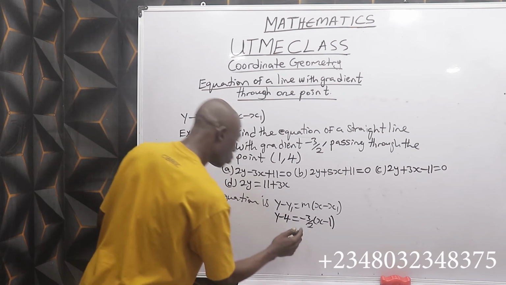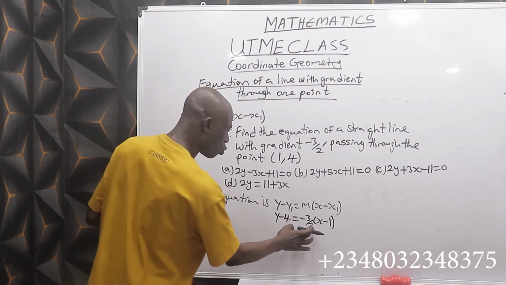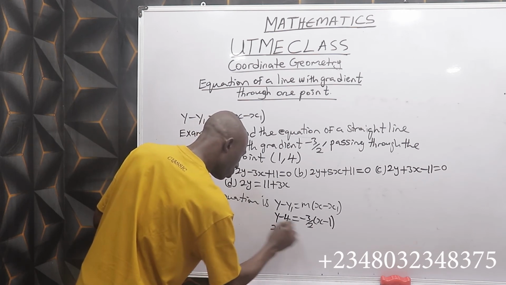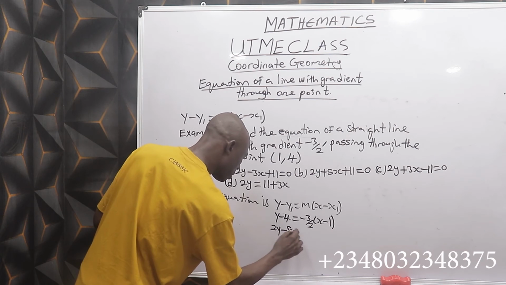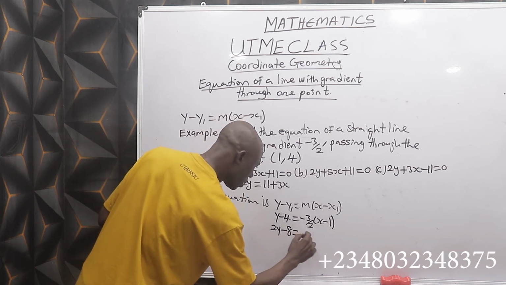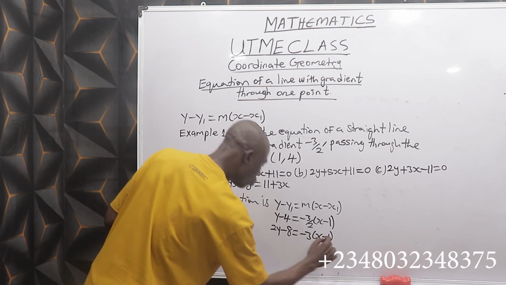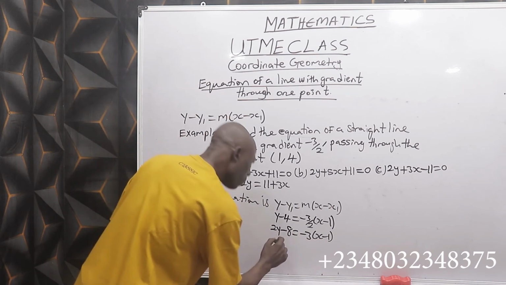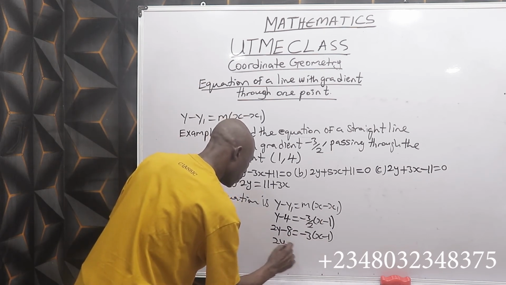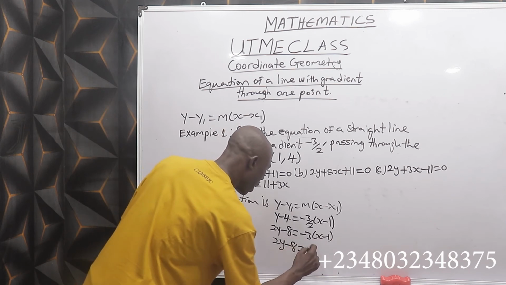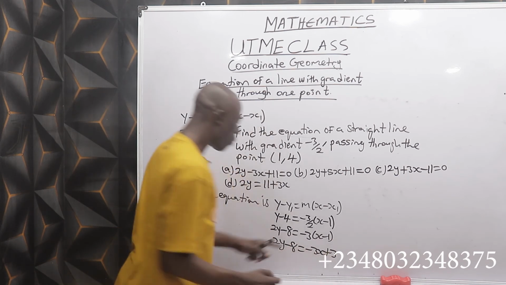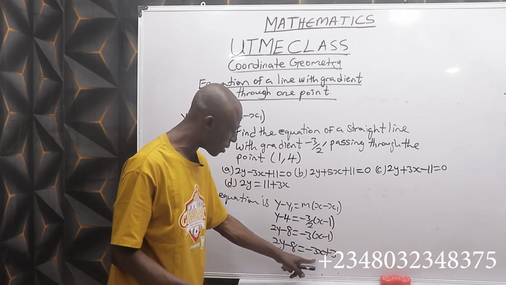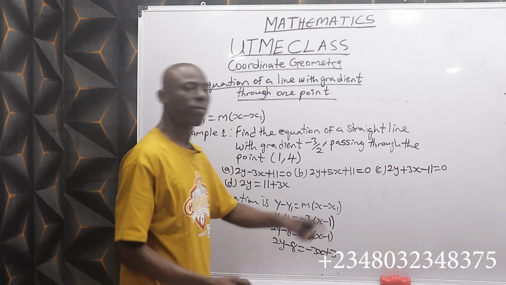So, in this, we clear the fraction using the 2 to multiply each term. 2 times y gives 2y. 2 times negative 4 gives negative 8. 2 times this gives just this, which we open. 2 multiply this, 2 will cut 2, we have this. So, 2y minus 8 equals minus 3x plus 3. We use negative 3 to open this bracket. So we have negative 3 times x gives negative 3x. Negative 3 times negative 1 gives positive 3.